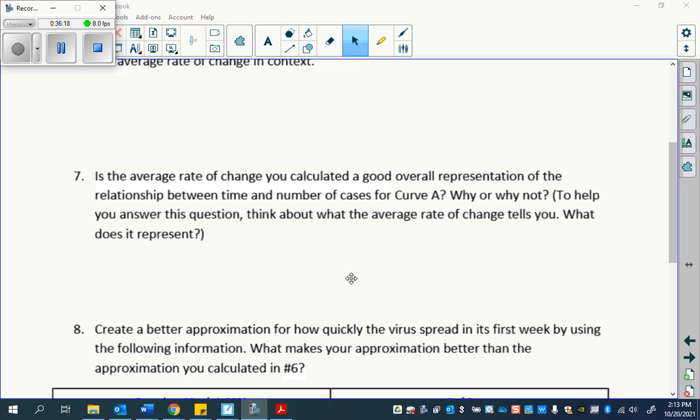Tell me what your estimation is. What do you think we're going towards here? Is it good or not? No. From day 1 to day 2, can you imagine? How many cases per day did you get when you did your average? What do you think about that many per day?